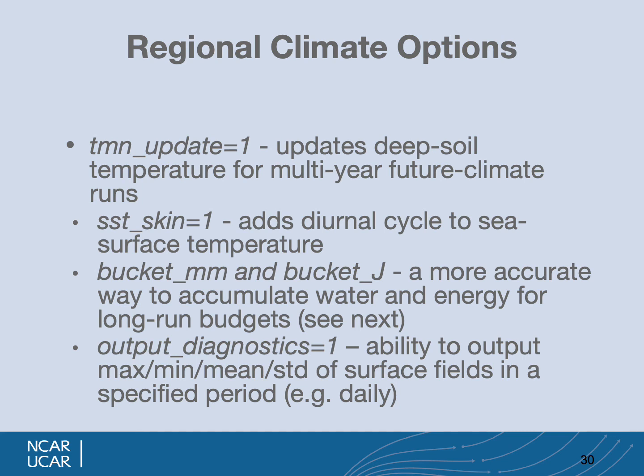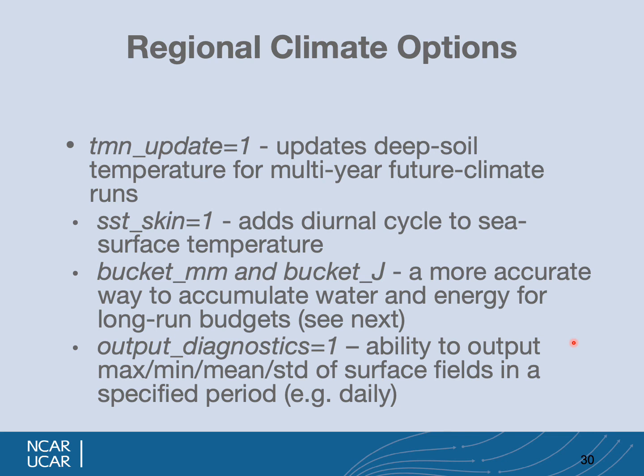SST skin is a way of adding a diurnal cycle to sea surface temperatures. So it has a physically based model at the sea surface, which will allow for it to react to radiation changes, for example. It's a small diurnal cycle, but it allows that capability. Bucket MM and Bucket J are more accurate ways to accumulate water and energy for long-run budgets. I'll describe them in the next slide.